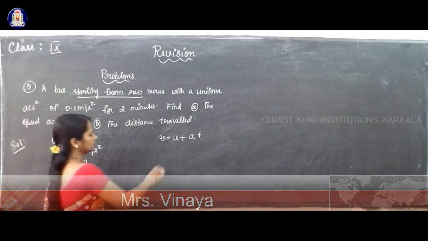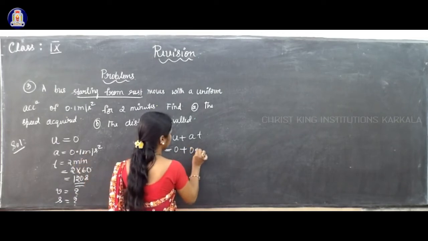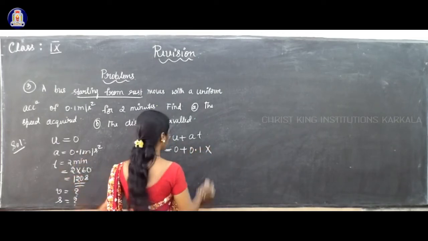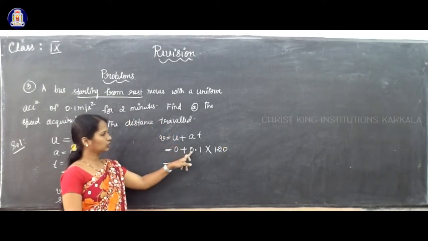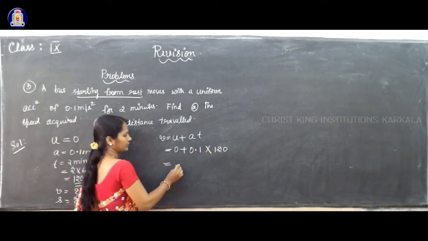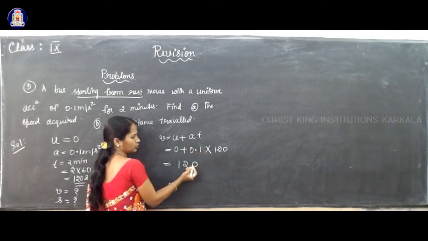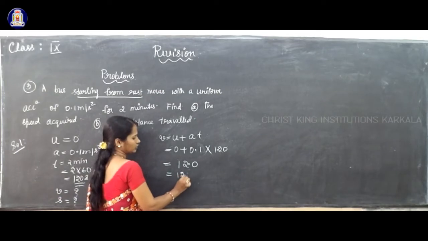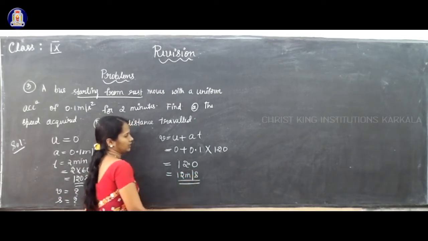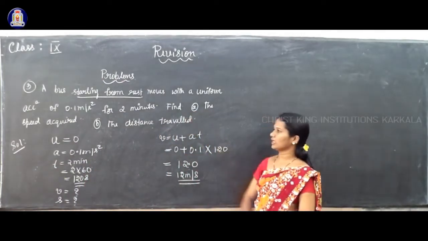Now substitute: U is 0 plus A is 0.1 into T value 120. This is 0. So 0.1 into 120, it will be 120 with a decimal point after one place, so 12.0. So I can write it as 12.0, which means 12 meter per second. That is the final velocity. Now calculate the second one. What is asked to calculate?